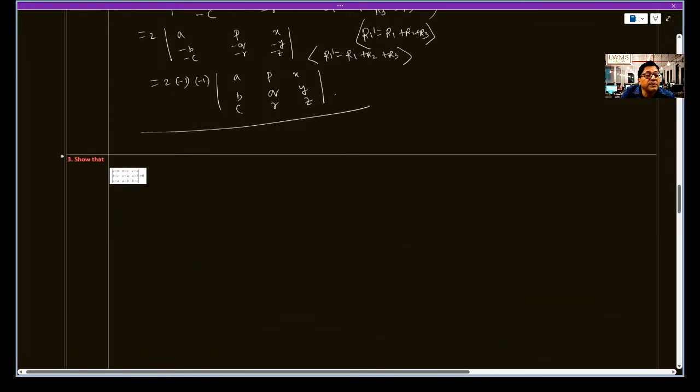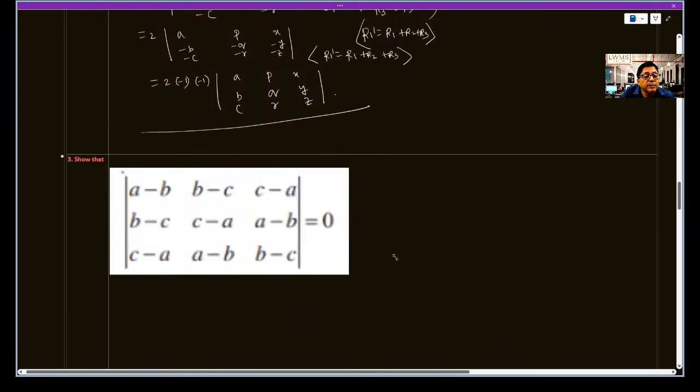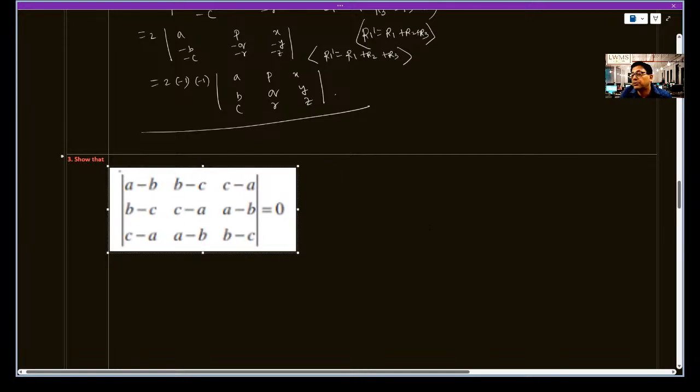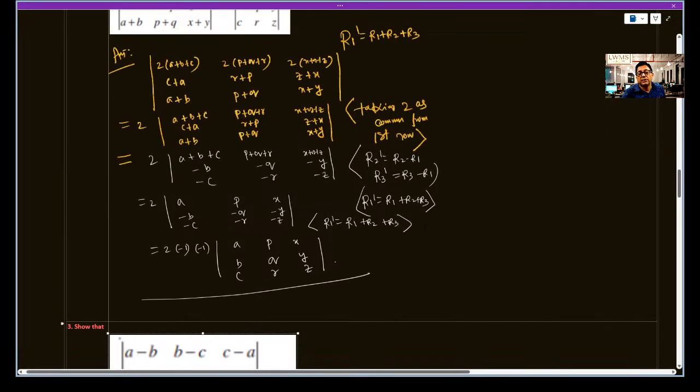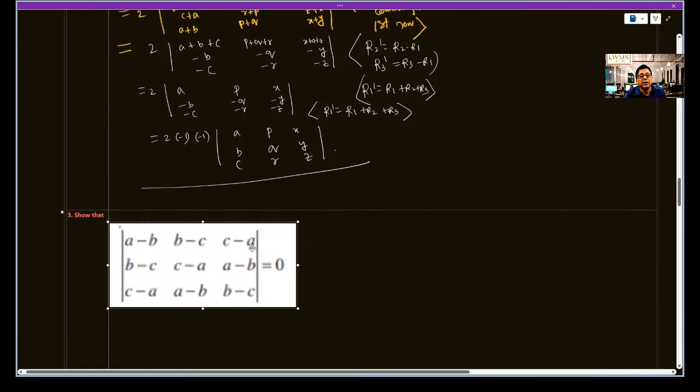Go for the next problem. This one. Show that this thing is equal to 0. The previous one, okay? You have understood? Good. Now prove this thing is equal to 0. Show that this determinant has value equal to 0. How to get it?